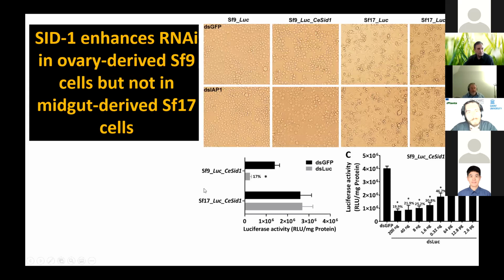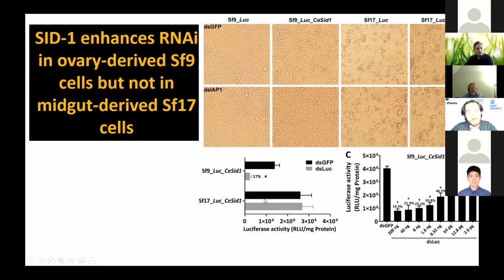As you can see on the top pictures here, if we express SID1 in SF9 cells and hit those cells with dsRNA targeting inhibitor of apoptosis, which promotes apoptosis and cells die, you can begin to see some cells undergoing apoptosis in the bottom panel here. But if we do the same experiment in midgut-derived SF17 cells, expression of SID1 does not help RNAi at all, no apoptosis.